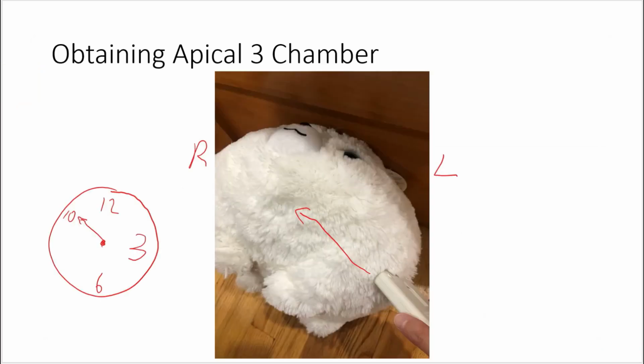To obtain the apical 3-chamber view, pretend this stuffed animal is in the left lateral decubitus position. Here we have the probe pointed at where the apical impulse is, and you have the indicator pointing towards the right side of the patient. So if you look at a clock, the probe indicator is pretty much pointing at 10 o'clock.